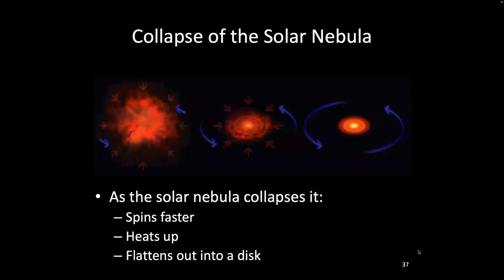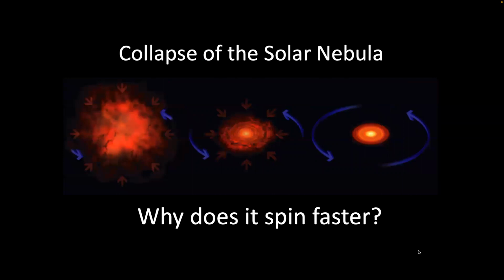So this is what it's going to look like in a cartoon form, right? Again, not a real picture. Important to remember. So here we're gonna have three things happen. It's gonna spin fast. It's gonna heat up, and it's gonna become a disk. We're gonna talk about all three of them. So why does it spin faster? Yeah. Conservation of angular momentum.